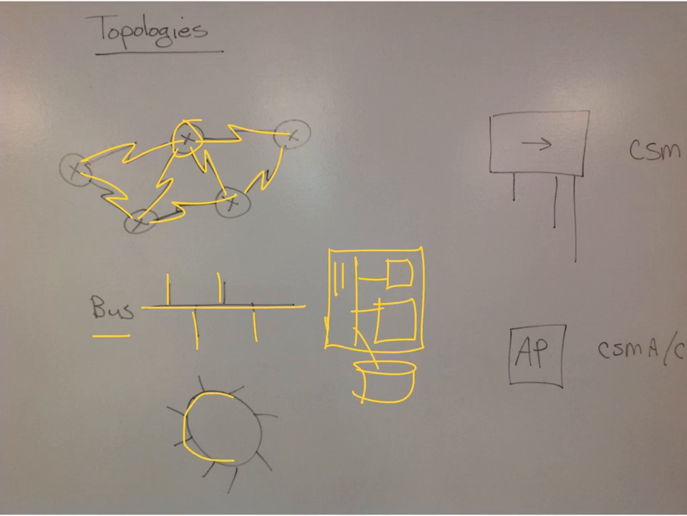A long time ago they had what they called a ring. They used token ring protocol, in which everything was connected to the ring, and then you passed a token around. Whoever had the token could communicate on the ring. You don't see that anymore.